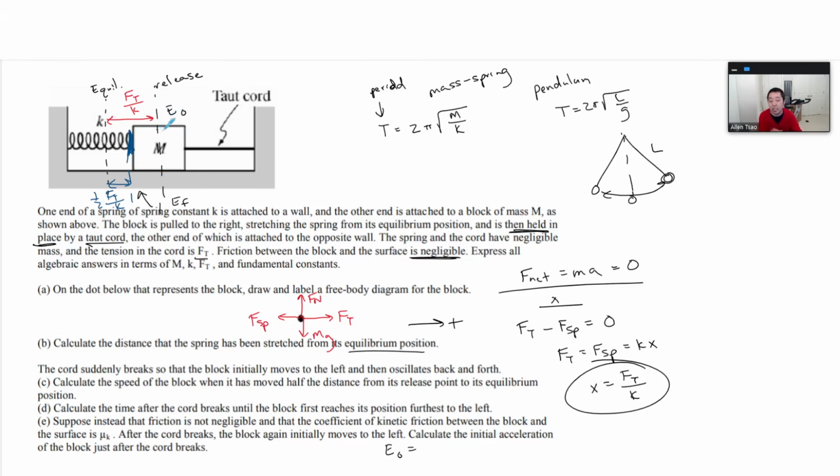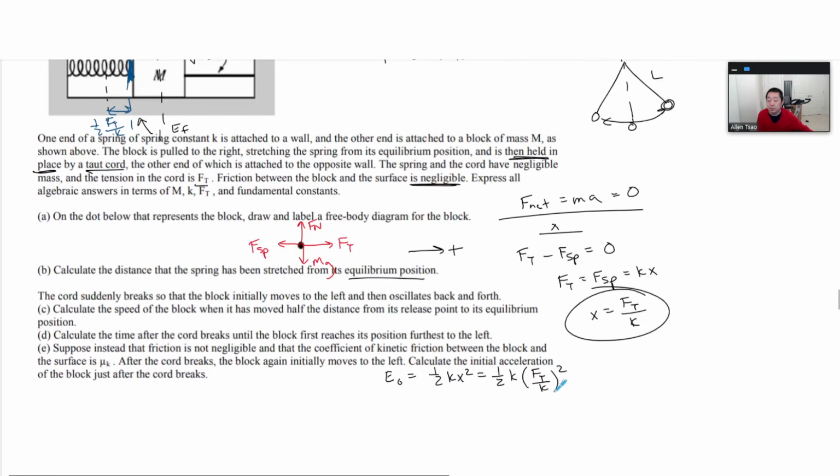Well, I just released it at this point. I've cut it right here. The velocity is 0 at this end point. So it only has spring potential energy, 1/2 kx squared. And we just calculated what that was. The x was Ft over k. Okay. That's the energy at that position right here. Then I want to know what is the energy here, because if I know the energy here, or I know the kinetic energy, I can solve for the speed. Okay, so this is the initial energy.